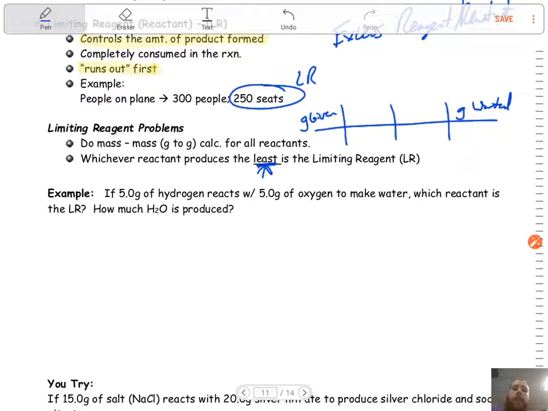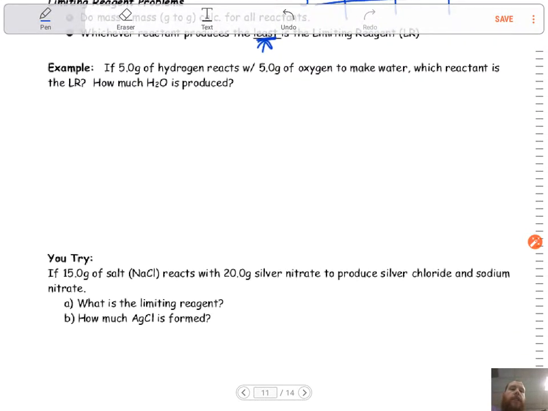This is nothing really brand new in terms of what we've learned this unit. It's just knowing what limiting reagent means and then how you identify it. But to do the work, it's the same as the last video where we do mass to mass problems. You're going to be given the amounts of 2 reactants. You have to figure out how much is produced. Let's take a look at this example. If 5 grams of hydrogen reacts with 5 grams of oxygen to make water, which reactant is the LR, which is limiting reactant, and then how much water is produced.